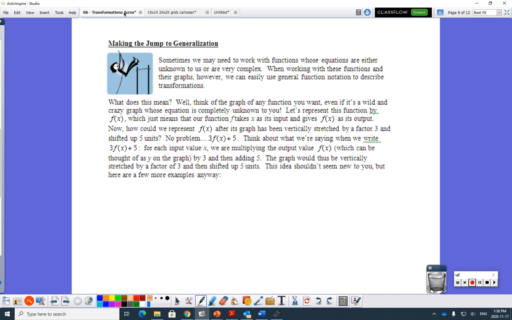And we just represent that function by f of x. Okay, f of x is the COVID curve. Now, could we represent it after it's been vertically stretched by factor 3? We could say, okay, if we all stop wearing masks, we're going to stretch this function, and it's going to start taking off a lot faster.